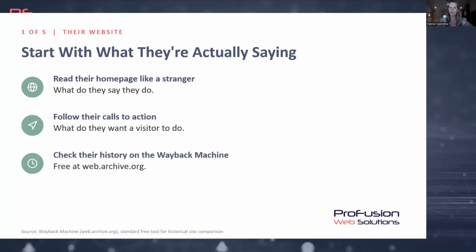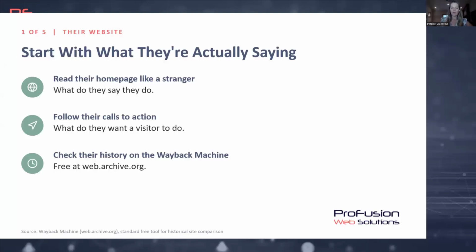Pay attention to their exact wording because this will tell you how they see their advantage. So how they see their differentiator, what they think their unique selling proposition is. That is often different than how you might describe them, but pay attention to what they're actually saying because that's what they think is their unique selling proposition.